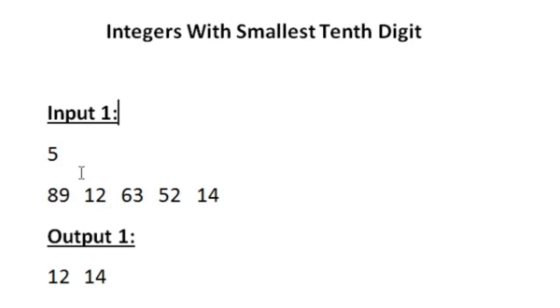The tens digit of the first integer is 8 and the tens digit of the second integer is 1, and then for 63 it is 6, and then for 52 the tens digit is 5, and then for 14 the tens digit is 1. So now we have to find the smallest tens digit. So out of these 8, 1, 6, 5 and 1, the smallest digit is 1. So the integers which have the smallest tens digit are 12 and 14. So we print 12 and 14 as our output.